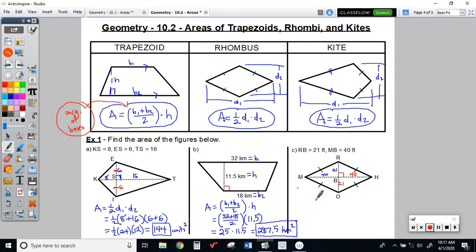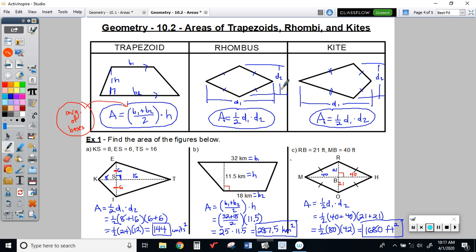So from there, take your formula, write it out, plug in what you know to find what you don't. So we've got area is 1/2 D1 times D2. D1 could be written as 40 plus 40. D2 could be written as 21 plus 21. So you'd have 1/2 of 80 times 42. And if you work that out, you end up getting 1680. So 1,680 feet squared on this one. Anytime you're dealing with area, units squared, you're multiplying feet times feet, kilometers times kilometers, and so on.